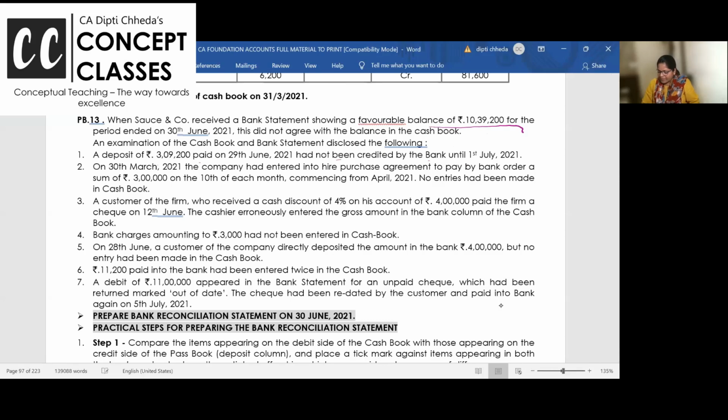साथ में पढ़ते हैं, कोई बात नहीं. A debit of 11 lakhs appeared in the bank statement for an unpaid check which has been returned. No? So bank ने तो debit कर दिया. We have not credited. This check redated by customer and paid into bank, but that's a story of 5th July. And we are preparing it on 30th of June. But bank ने dishonor को debit तो कर दिया ना, so we should also credit.